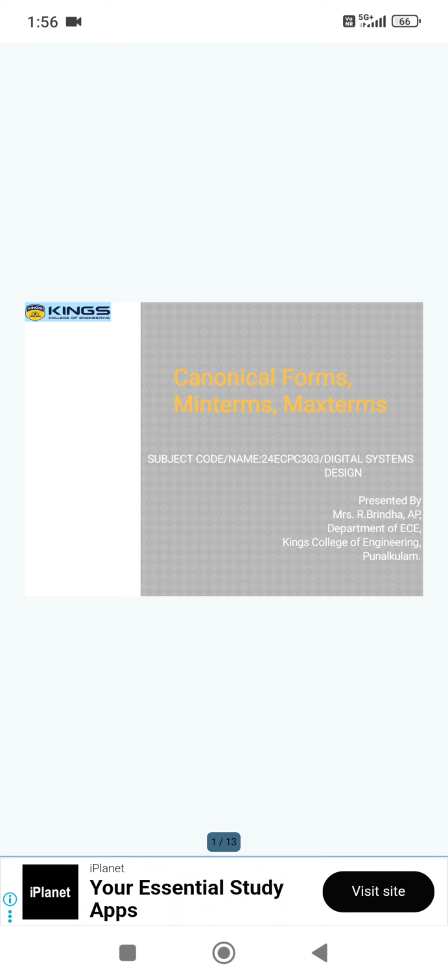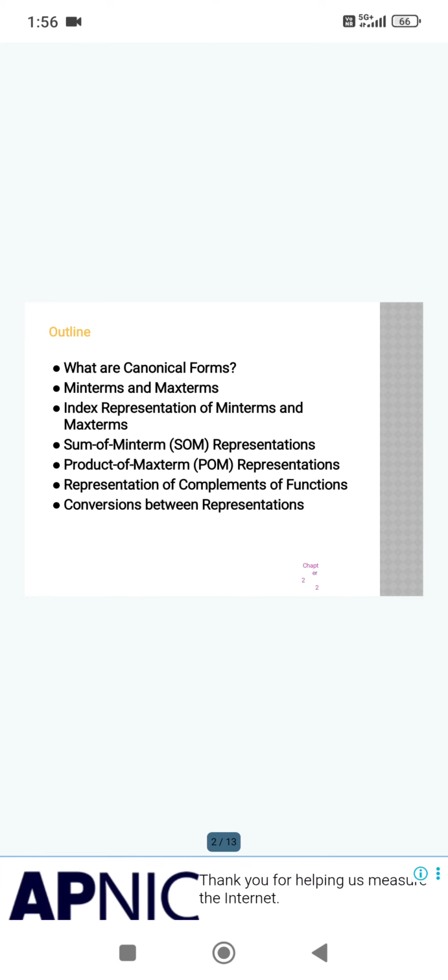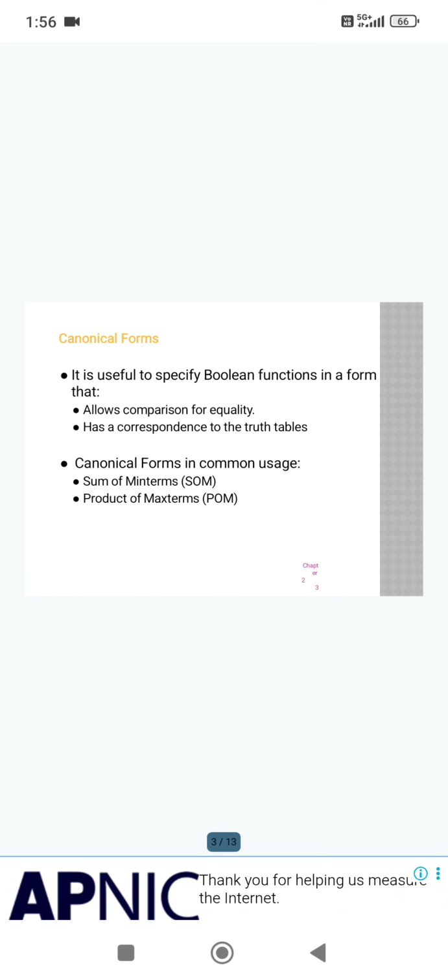In this topic, we are going to discuss the general Boolean functions that include canonical form, minterm and maxterm. This lecture covers what canonical form is, what a minterm is and what a maxterm is, and the process done in the index representation of minterm and maxterm, sum of products and product of sum, and conversion between the representations. So the first is canonical form.